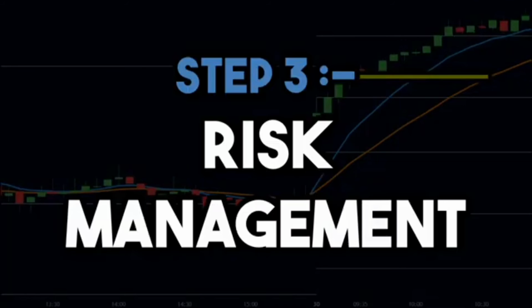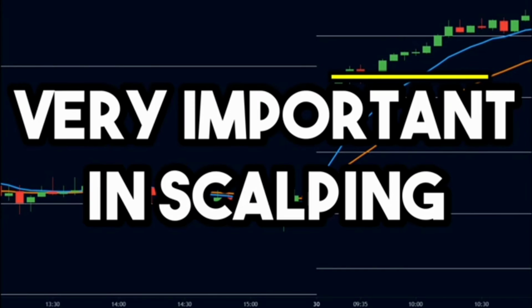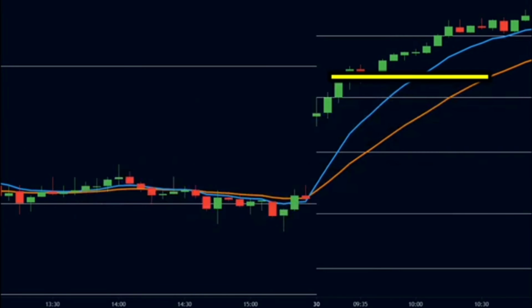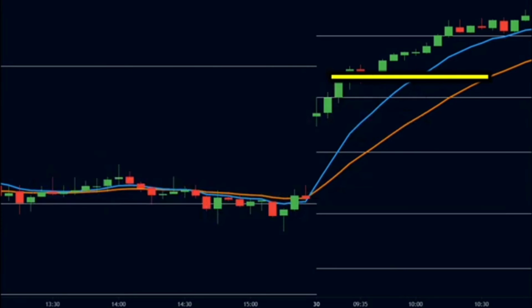Now the third step is risk management. Risk management is very important when it comes to scalping. Scalping is a game of high risk, high rewards. Hence it is essential to have a proper risk management plan. In our strategy, we will place our stop loss below the low of the trigger candle. For targets, we will keep our targets at the pivot level above our entry. As you can see, the price gave us profits in this case.